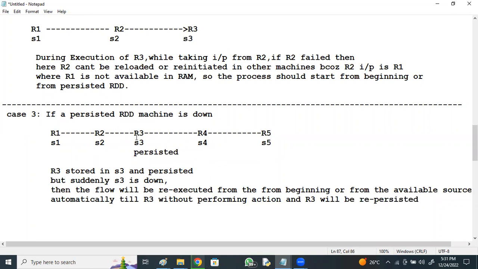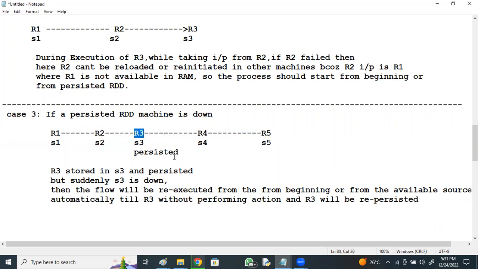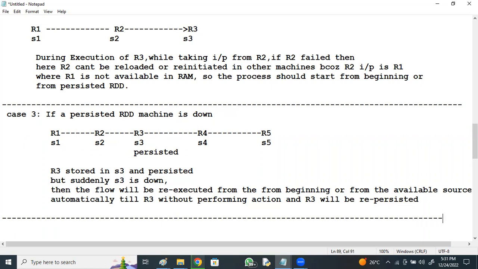If R3 goes down, the flow starts again from R2 to R3 automatically, and R3 gets re-persisted again. Sir, when R3 is down, do we again need to start the process from R1, R2, then R3? Yes, sir. Once R3 is persisted and its output is available, then R4 and R5 also get computed. Fine, sir. Thank you, sir.